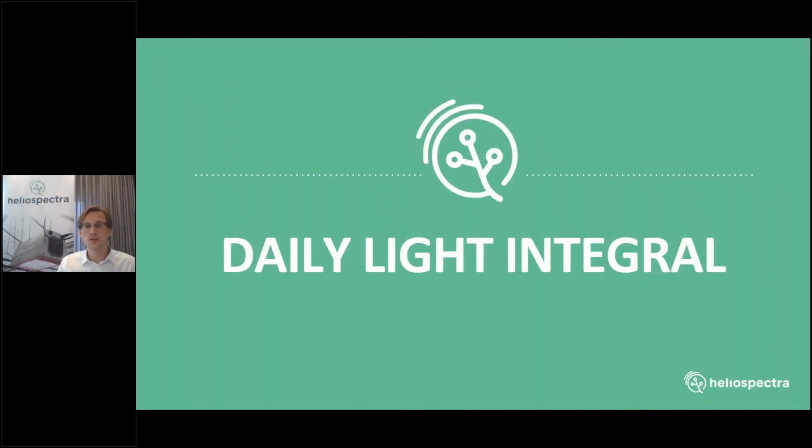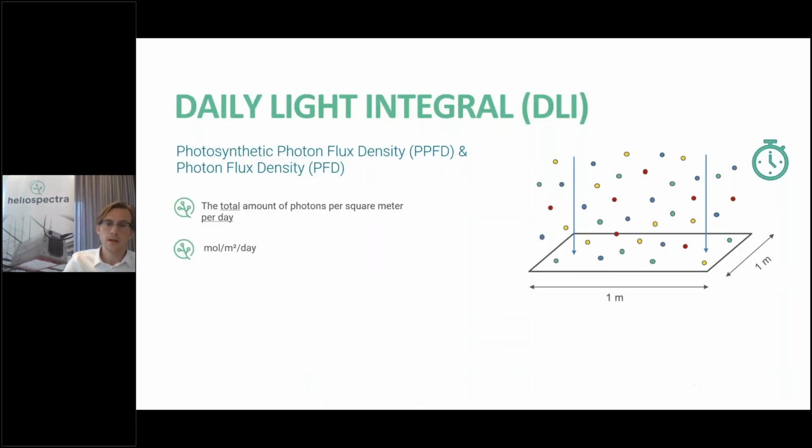Okay, let's move on. Let's talk about daily light integral. And this is a very interesting concept that is related to light intensity very much. But instead of looking at how much light intensity there is at one moment, 1 second of time, so to say, the daily light integral is looking at the total amount of photons that hits a square meter per day. So you are essentially collecting all of the photons that fall on the surface over a day.